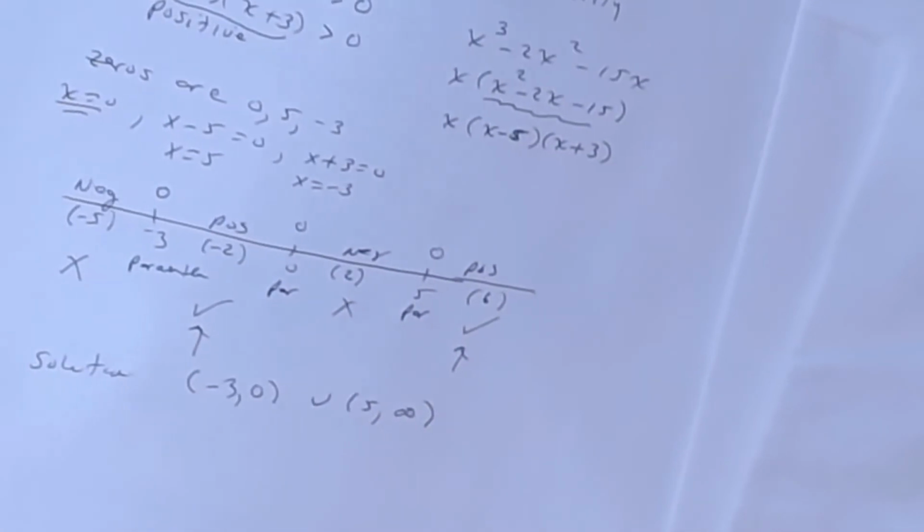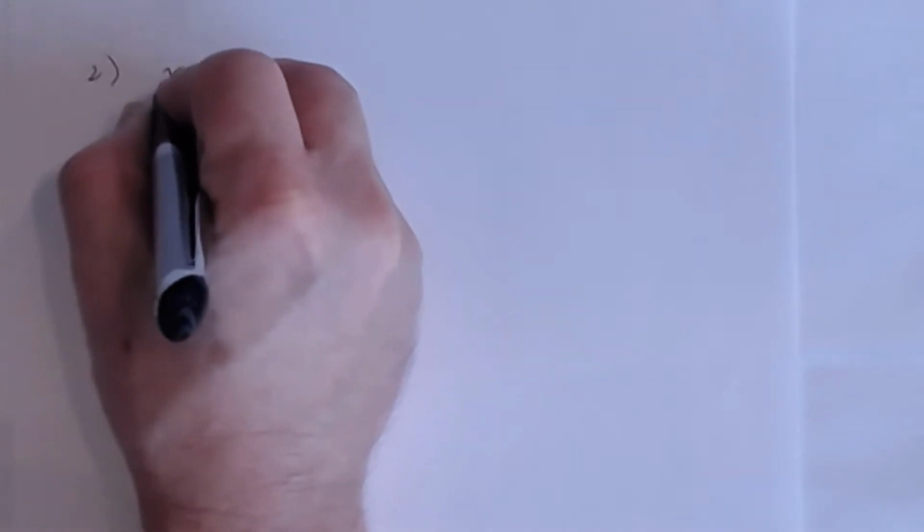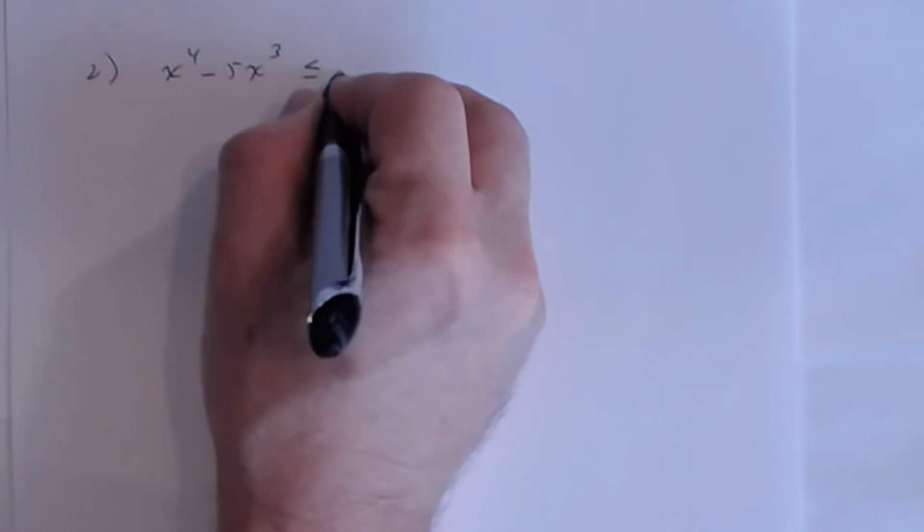Now let's look at number 2. For number 2, we have x to the 4th minus 5x cubed is less than or equal to negative 4x squared.